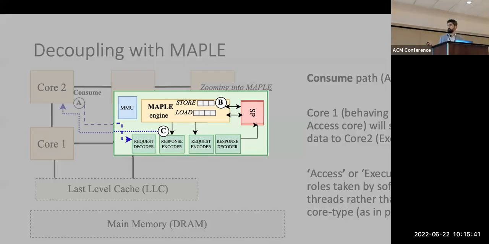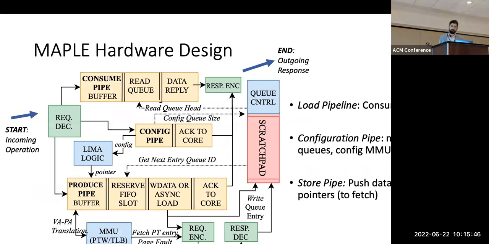So getting into the implementation details, I will zoom into Maple. The figure shows the breakdown of Maple into these three main pipelines in yellow, and the queue controller and the MMU in blue, and we'll explain more about this logic later. The configuration pipeline is used to manage these queues and their binding to software threads. Queues are configured at runtime as they are implemented as circular FIFOs using the Scratchpad. And at the end of the three pipelines, there is a stage where we reply back to the issuing core, whether it is a store operation or a load.